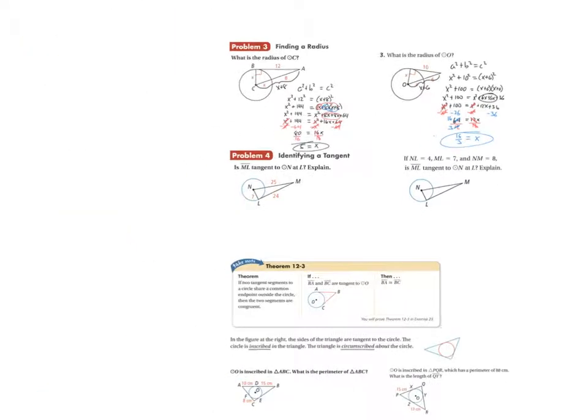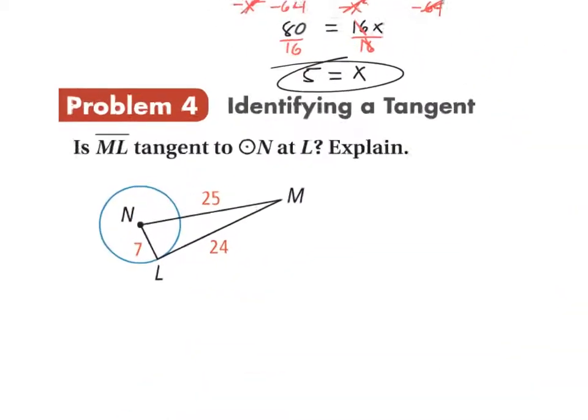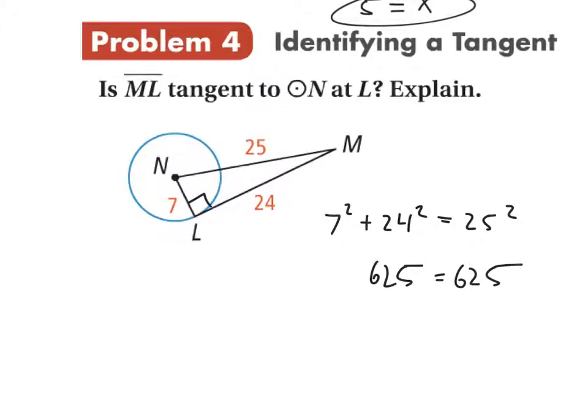How would I check if I have a tangent? I just do the Pythagorean theorem. Absolutely. So we're going to do this one quick. I would just check, is 7 squared plus 24 squared equal to 25 squared? It does. 625 does equal 625. Moving on to the next problem.